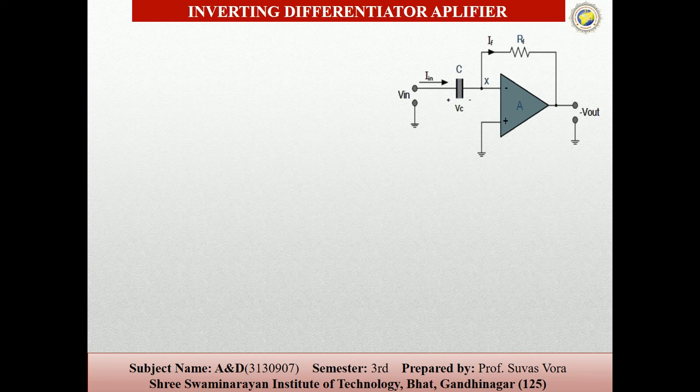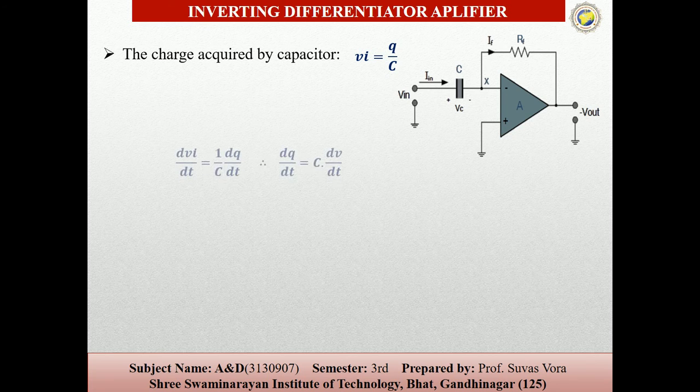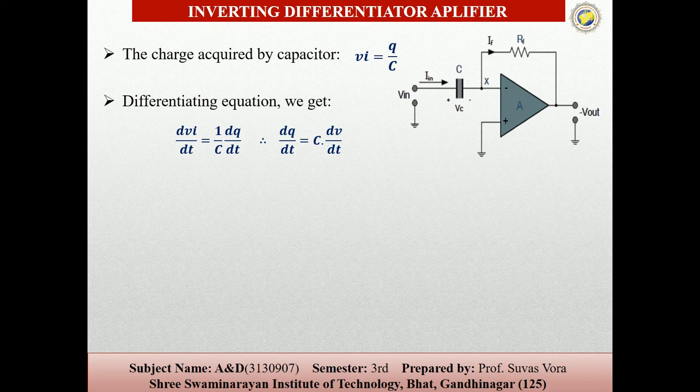The input voltage Vi is applied to the inverting terminal of the op amp through the capacitor, and the non-inverting terminal is connected to the ground. So the charge acquired by the capacitor is Q, where Vi equals Q upon C. Differentiating with respect to t, we get dVi by dt equal to 1 upon C into dQ by dt. So dQ by dt is equal to C into dVi by dt.